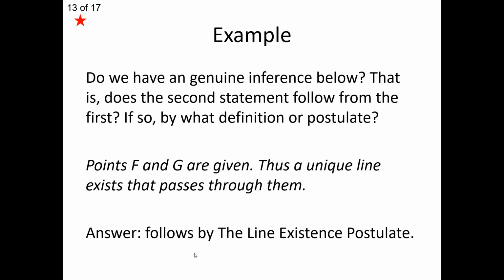Well, in this case, it does follow. Why? We're able to justify that with the line existence postulate. Through any two points, there exists a unique line that passes through them. So there we have it. I made a proper inference in my second statement.